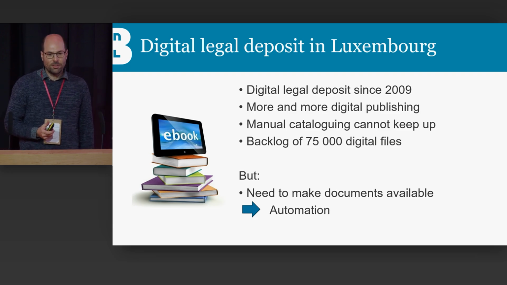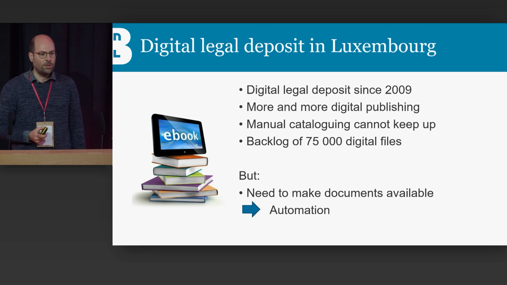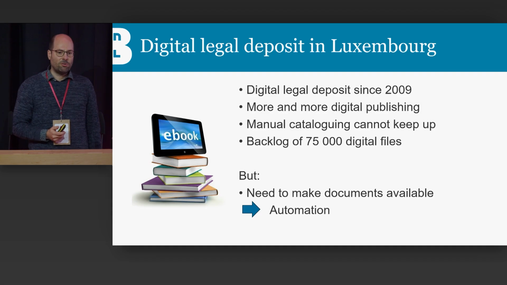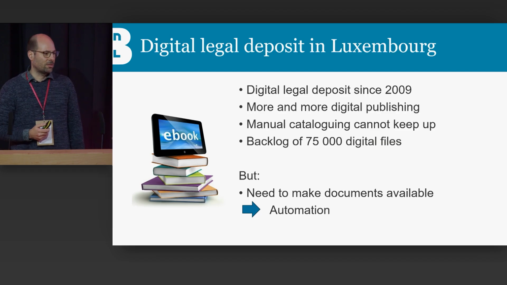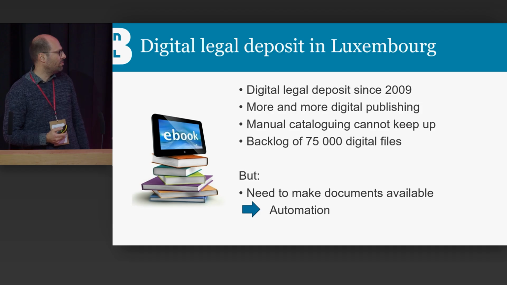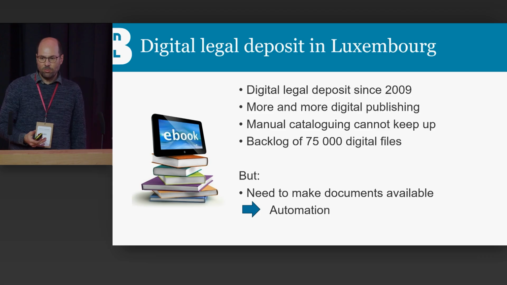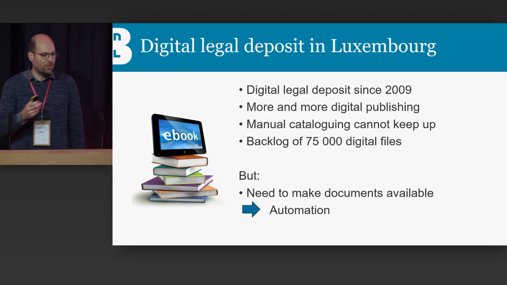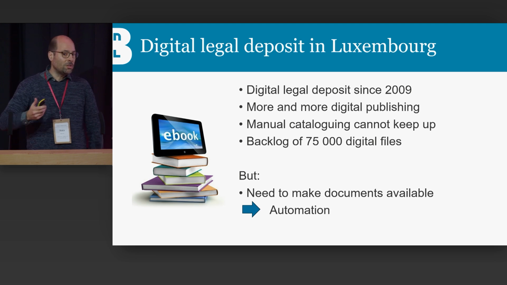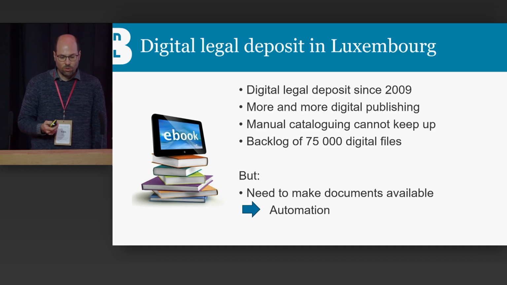So we have had digital legal deposit since 2009. That is a lot of files that have accumulated over the years that have been very studiously collected by the collections department. But unfortunately, we have never had resources to actually catalog those things. It's not a secret that there's more and more digital publishing, and we currently have a backlog of around 70,000 digital files. And we would like to make those available to our patrons, but without catalog records, we cannot make them available in the current systems. So we need to find a method to make it a bit more rational.